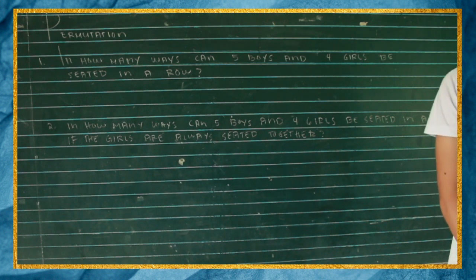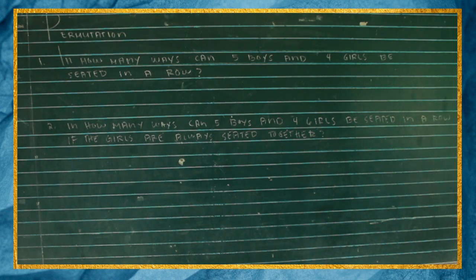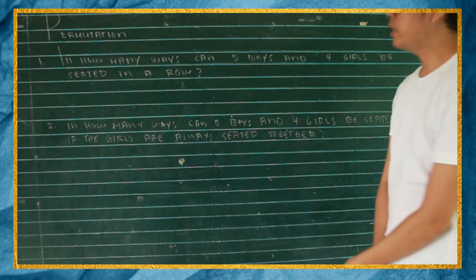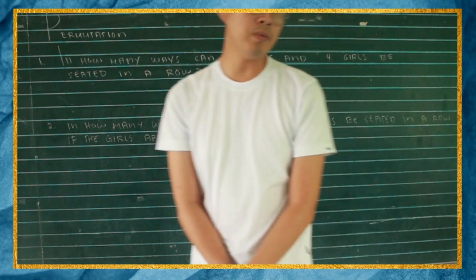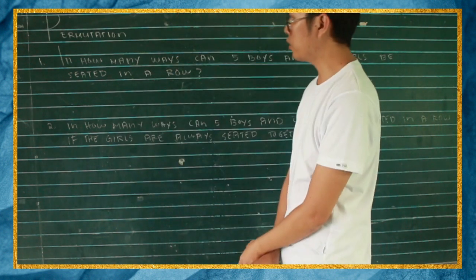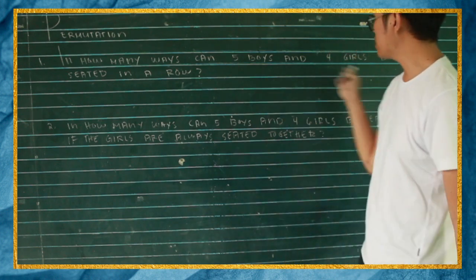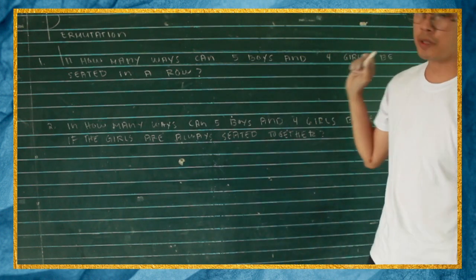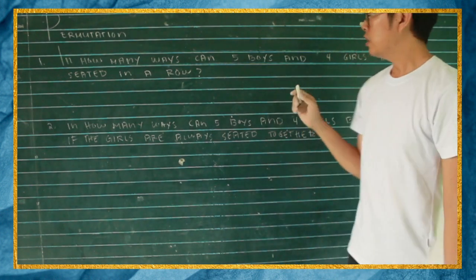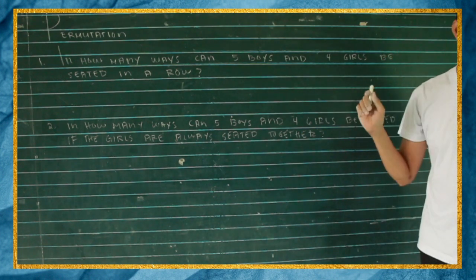Permutation. Example of permutation: in how many ways can five boys and four girls be seated in a row? So we are talking about the arrangement of objects. In this case, we are talking about the arrangement of students, five boys and four girls. In how many ways can they be seated in a row?